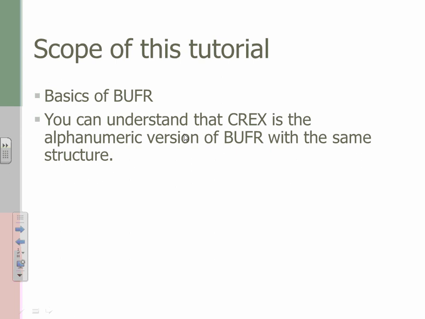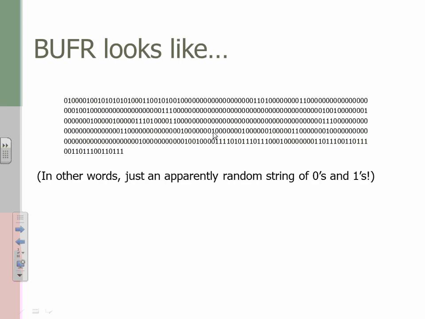Yes, buffer and Cerex share grammar, kind of, the rules. But buffer is a binary, and Cerex is characters. Yeah, that's basically the same rules. So buffer is a binary code. If you open one buffer file, then you see 0 and 1s, all this. In other words, just a seemingly random string of zeros and ones. It's a binary code.